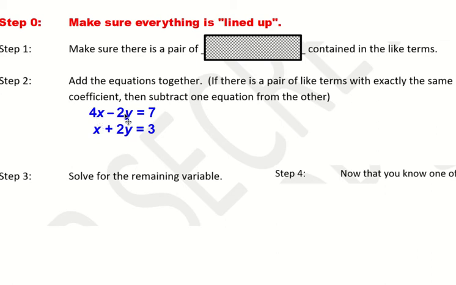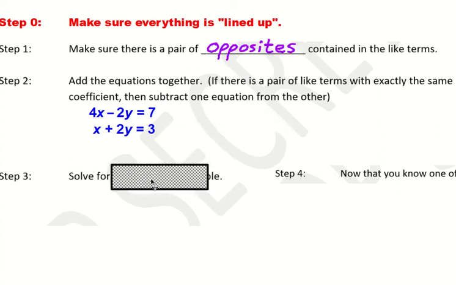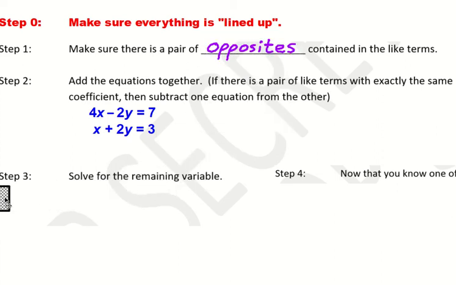The y terms need to be lined up. The equal signs need to be lined up. And these number constants, we're going to want them lined up too. So everything that can add together is lined up. And step 1 is make sure there's a pair of opposites contained in the like terms.